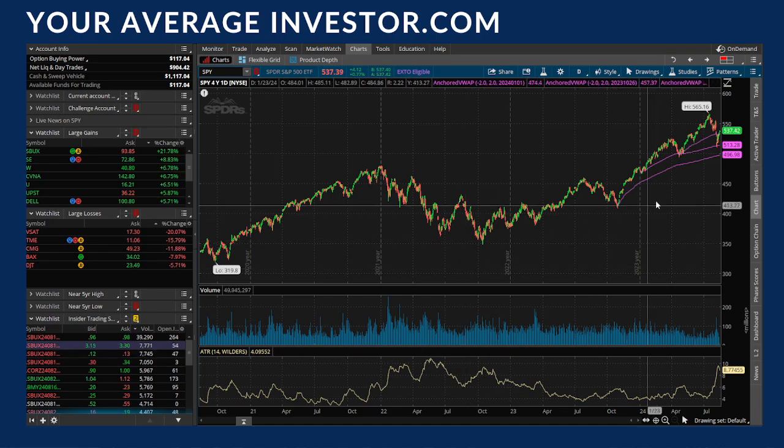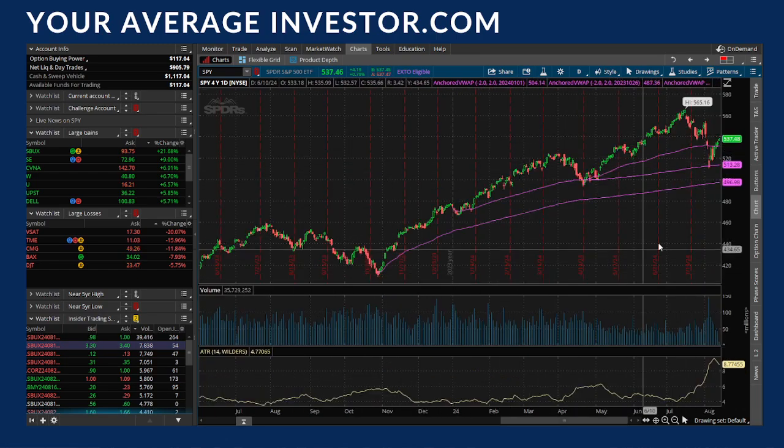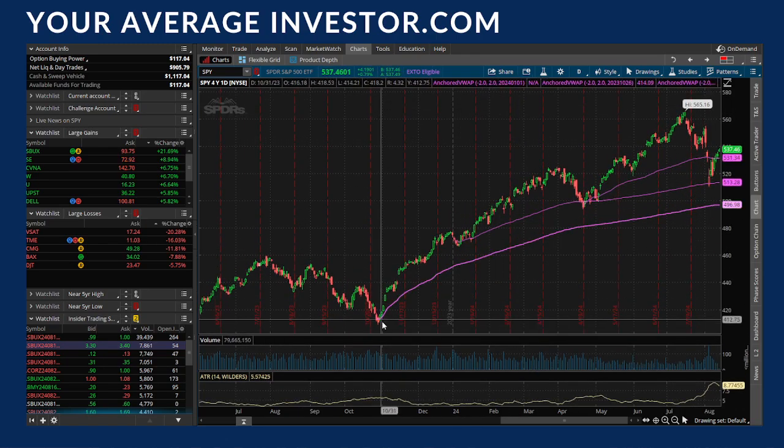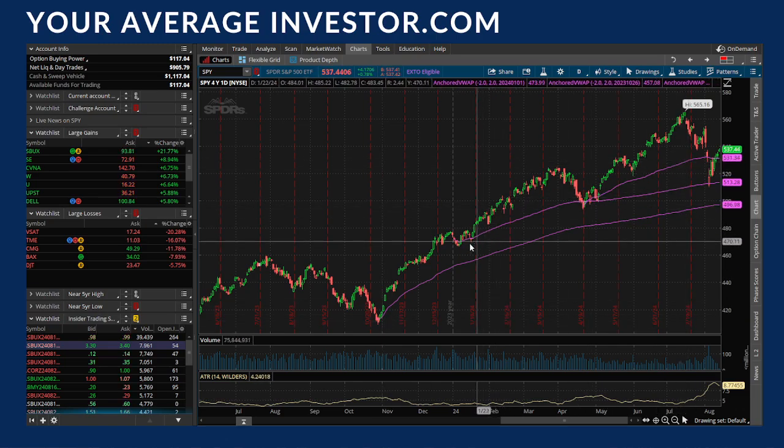Now, if you take a look at my chart here, you'll notice it's pretty dang simple. I've got the S&P 500 on a daily chart. I've got a volume indicator down here. I've got ATR down here. We're going to ignore that for now. The only thing I want you to focus on is these three purple lines. These represent the volume weighted average price anchored to specific lows.